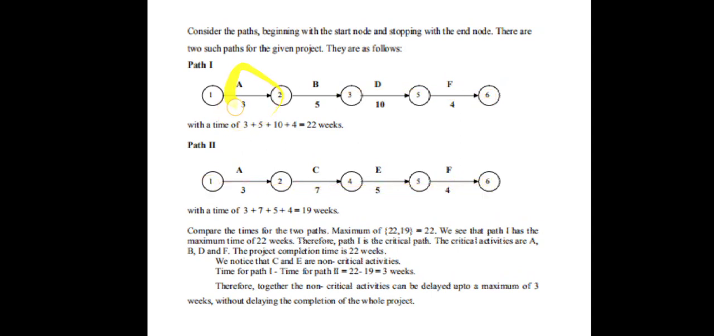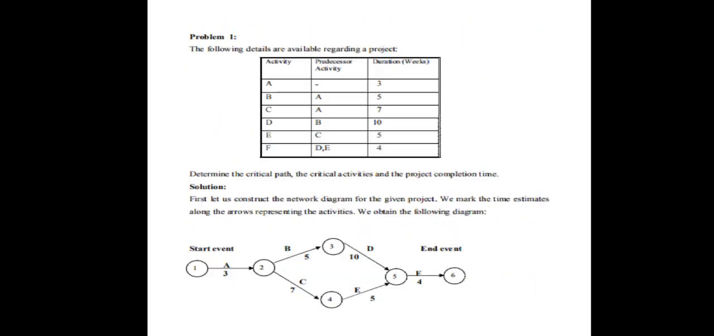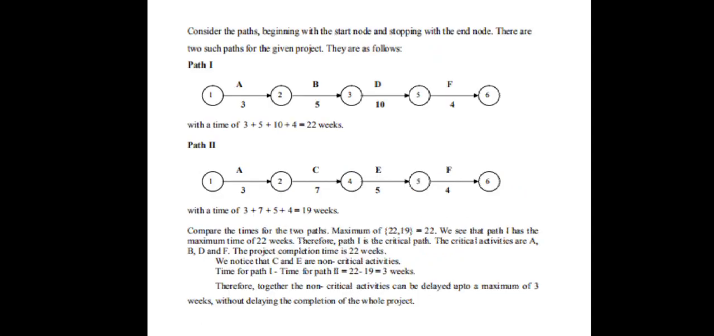Along with the activities, we have to take down their durations and add them: 3, 5, 10 and 4. So the total is how many weeks? 22 weeks. Regarding path 2, which is A, C, E and F, taking the durations 3, 7, 5, 4, the total duration is 19 weeks.